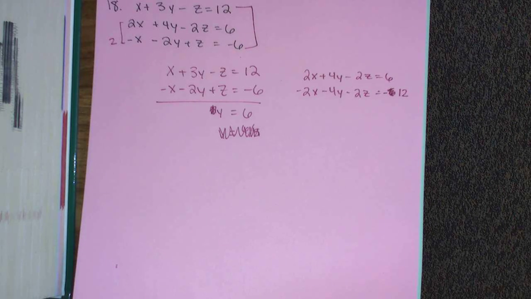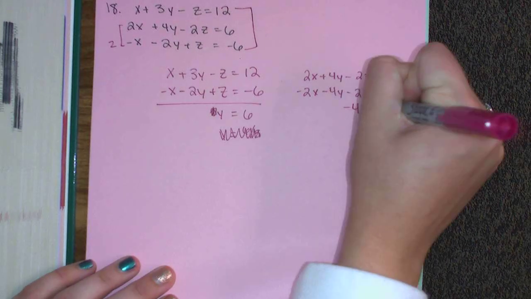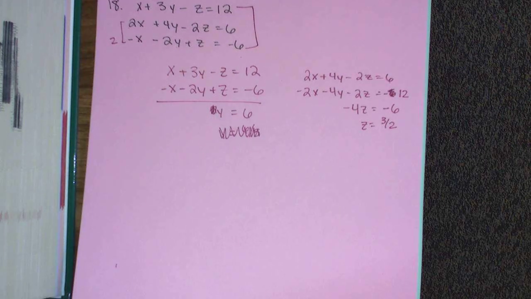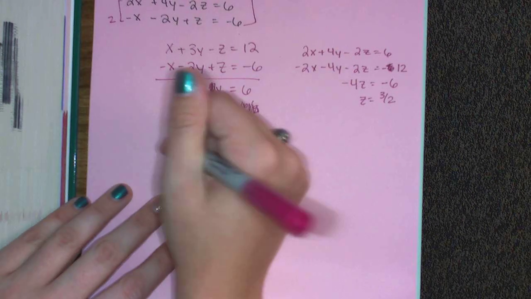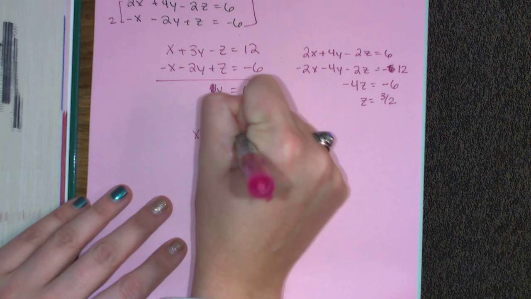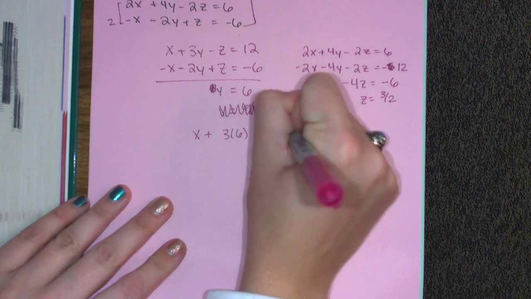So then what happens here? So z equals 3 over 2, right? Hold on, I'm making sure I copied this problem down right, because this is not working out like it's supposed to at the moment. In the top one. So x plus 3 times 6 minus 3 over 2 is equal to 12.